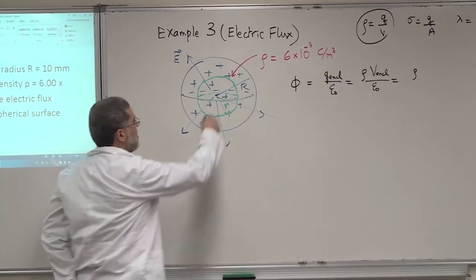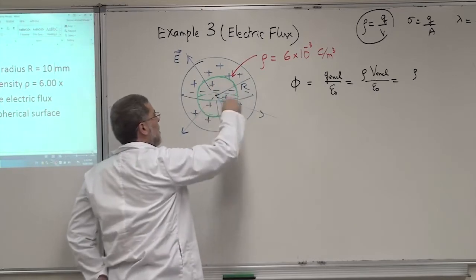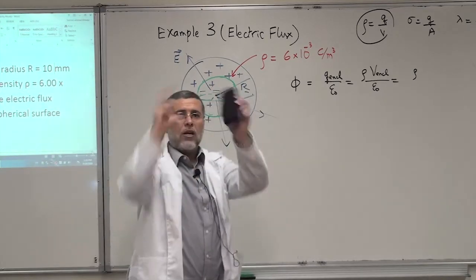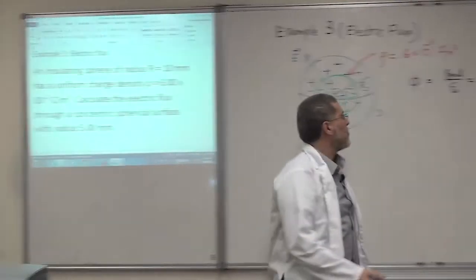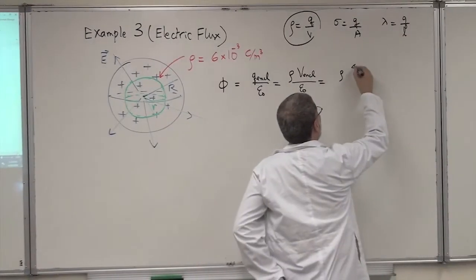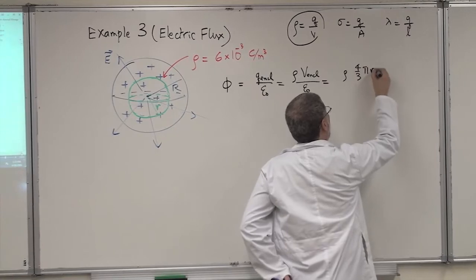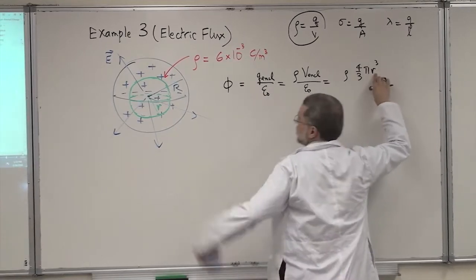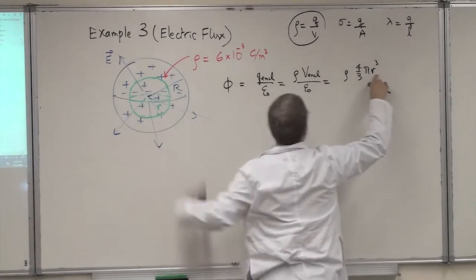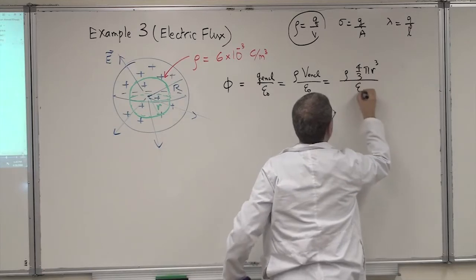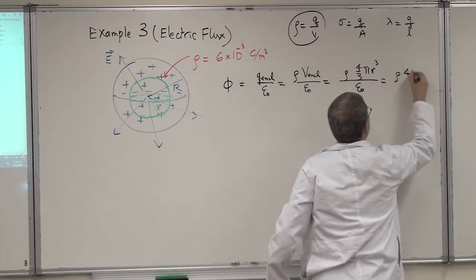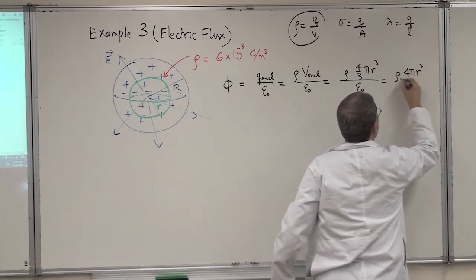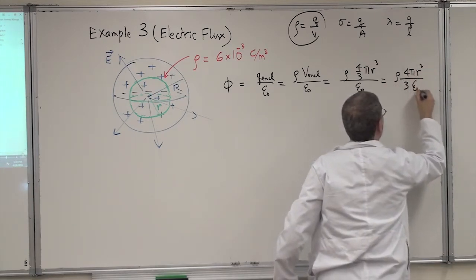The volume enclosed by this green spherical surface is 4 over 3 pi r cubed, where r is the radius of this green spherical surface, over epsilon 0. So this will give me rho times 4 pi r cubed over 3 epsilon 0.